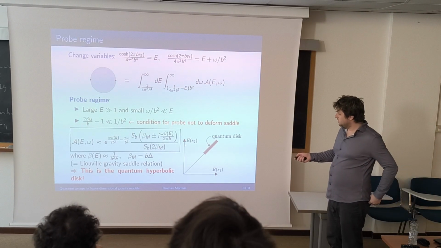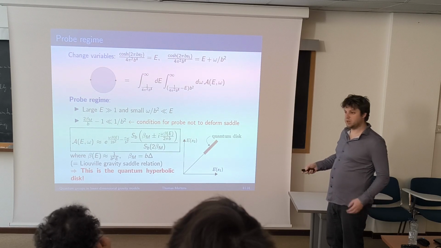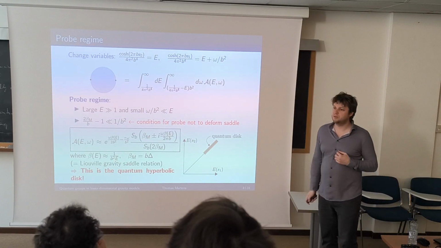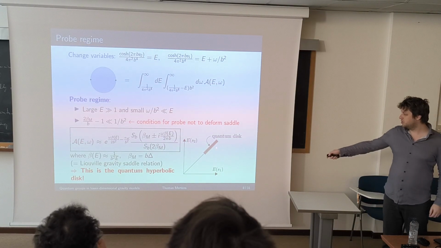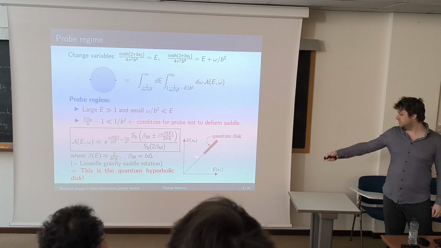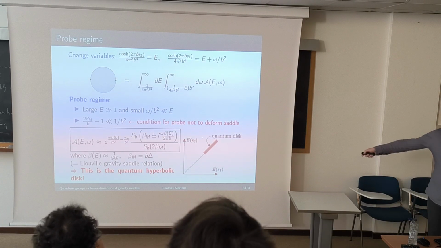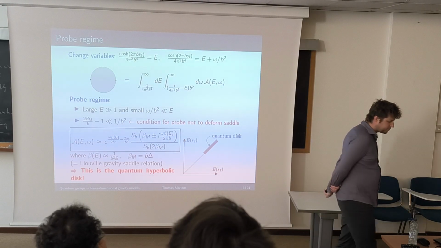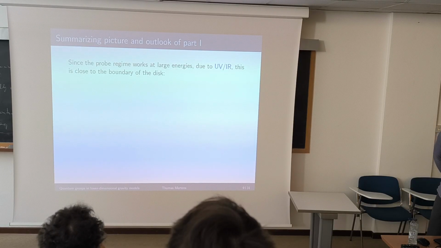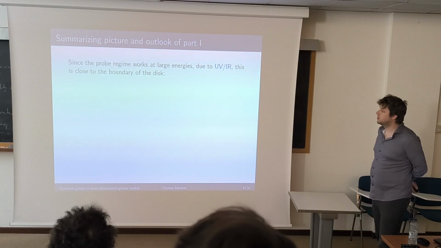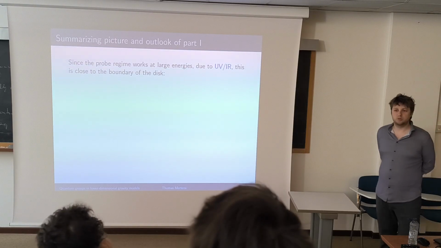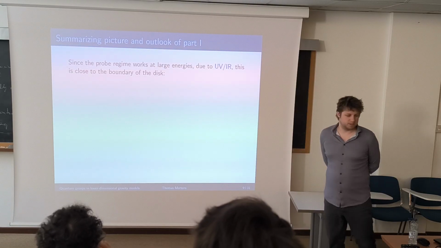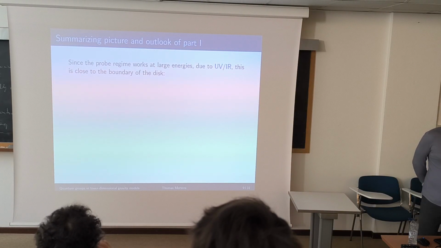So just to summarize again, I have my two energies here in my double integral, my boundary 2-point function, and it's only in this narrow region here that we actually find this quantum hyperbolic disk. So large energies and small energy differences. Both this E and this E are roughly equal, but they're large. So I'm focusing on this small window here, the energy domain. Now, one comment here is that since this probe regime works at large energies, at high energies, due to the usual UV-IR correspondence we have in holography, which still holds in this Q-deformed case, this will be close to the boundary of my disk.